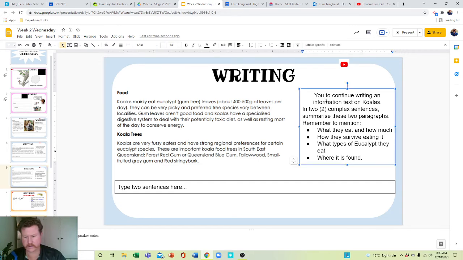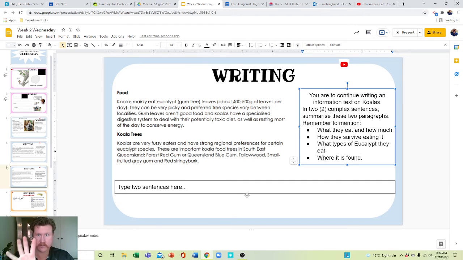You are to continue, Mr. Longhurst, stop leaving out words. You are to continue writing an information text on koalas in 2 complex sentences again. Summarize these 2 paragraphs. So you might want to do a sentence for each. A complex sentence, of course. Remember to mention what they eat and how much of it they eat, how they survive eating it, what types of eucalypt they eat, because there are different types of eucalyptus trees, and where it is found. That's all information that's in there.